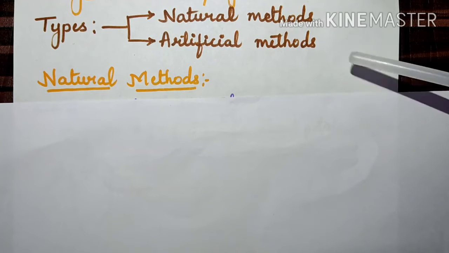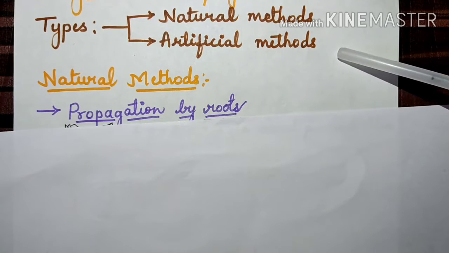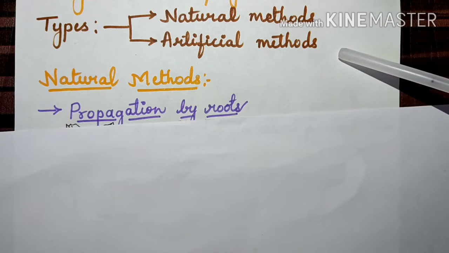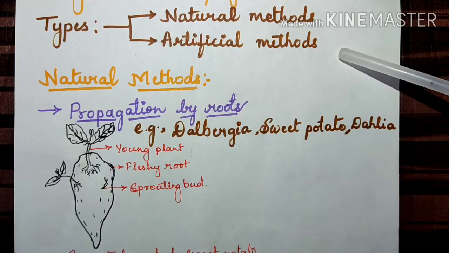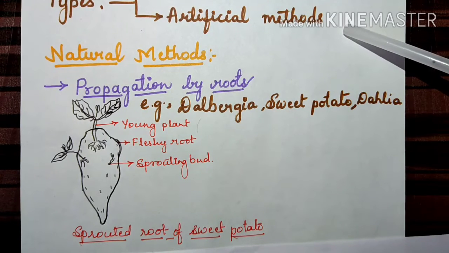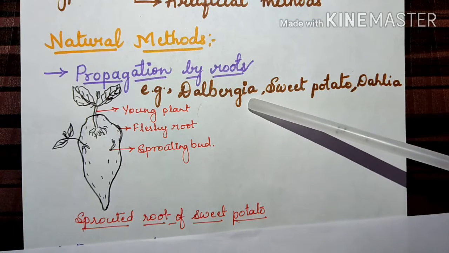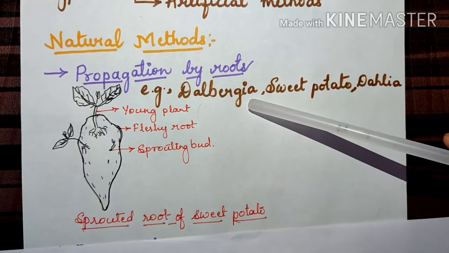Let us study the first one, the propagation by roots. The taproots of some plants can develop adventitious buds to form new plants. That you can see in case of Dalbergia. So in case of Dalbergia, the taproot develops adventitious buds to form new plants.